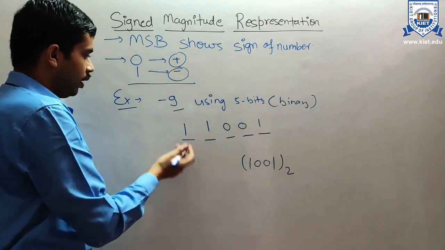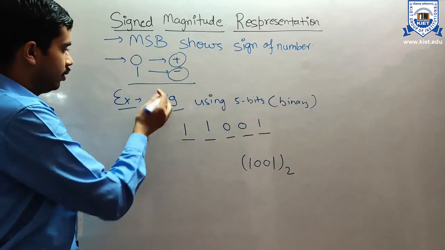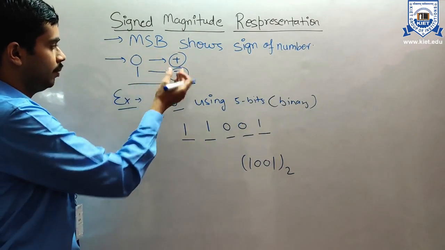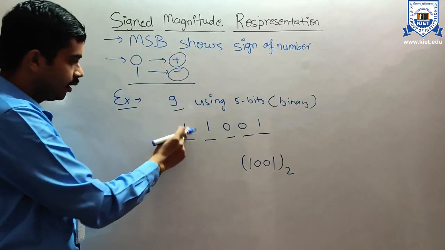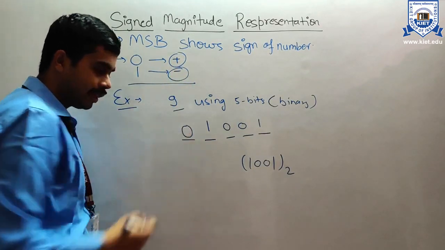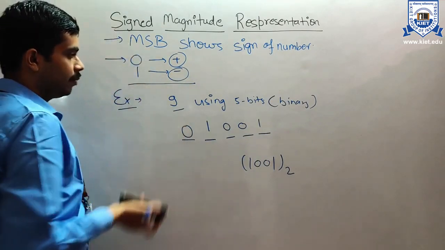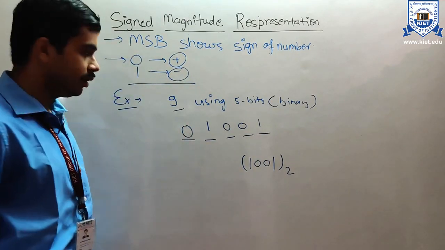Suppose we have to show just 9. What we will do is represent the plus sign in the MSB, so it will be 0 in that case. Now consider we have to perform some arithmetic operation using this.